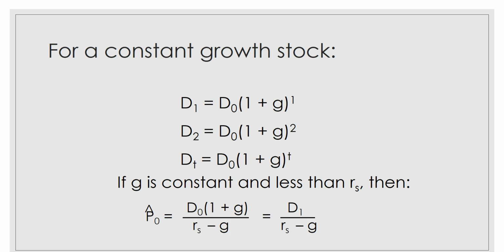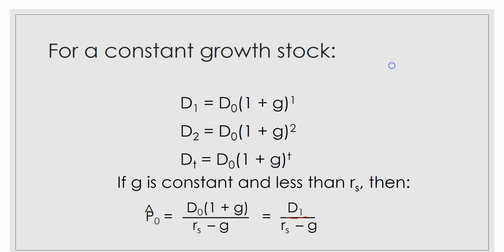And the constant growth model says that the value of the stock today is equal to the next dividend you would receive, so D1, the dividend in one period from now, divided by the required return minus that constant growth rate, where the dividend is growing at a constant rate forever.